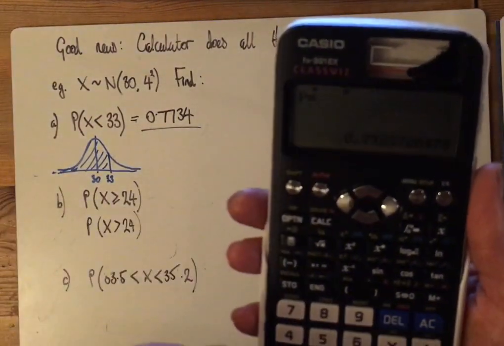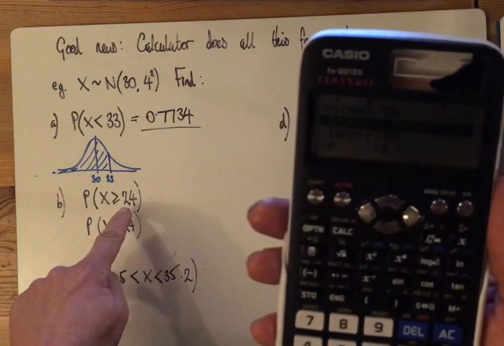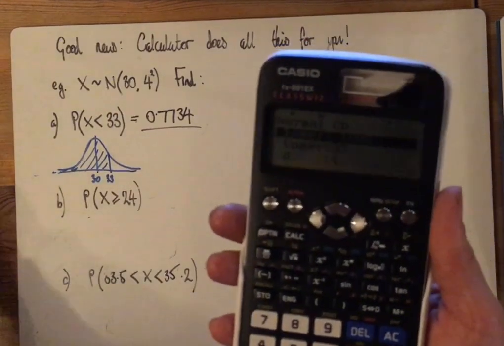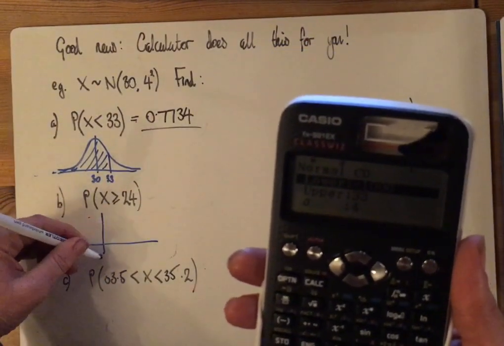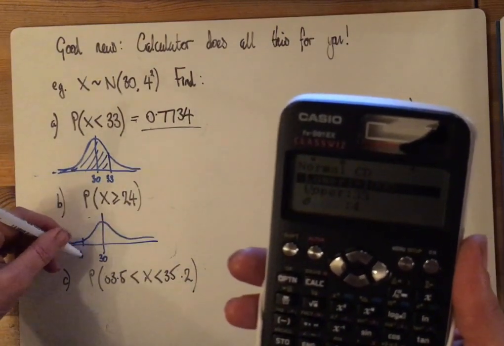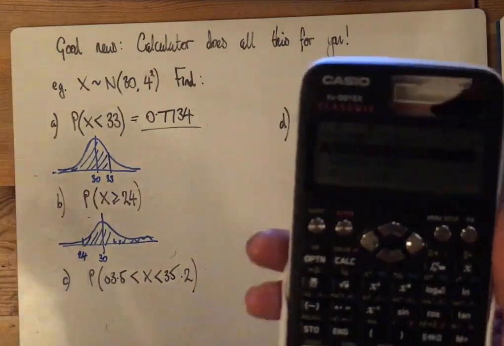So to find this one, if you press all clear, it takes you back to there. My lower limit now is 24. And it's not a bad idea to sketch these. You'll probably find later on you'll need to sketch them in the questions. So I'm looking for this probability here. So if I could encourage you to sketch them, please, that'd be great.